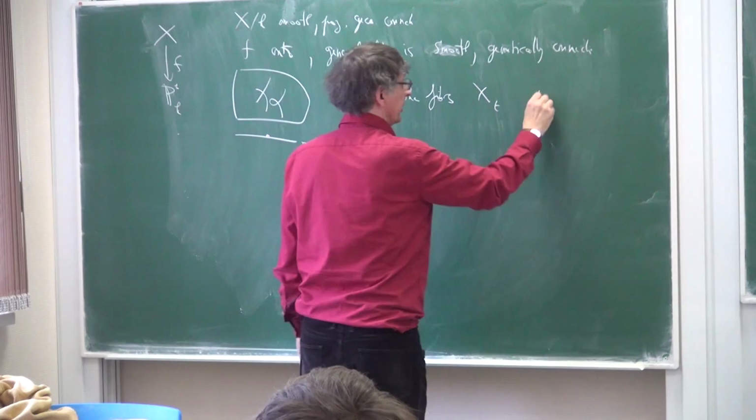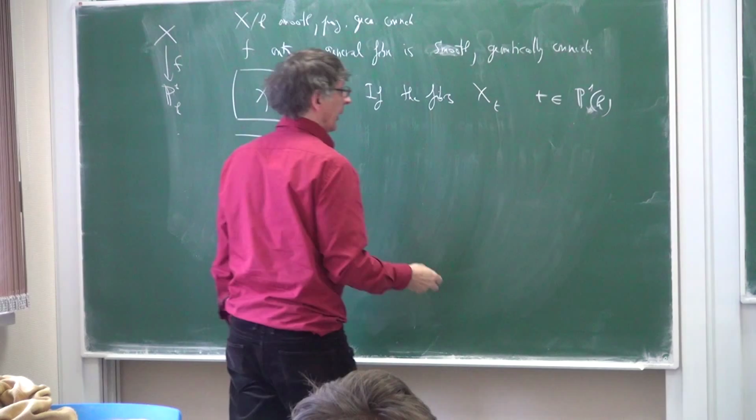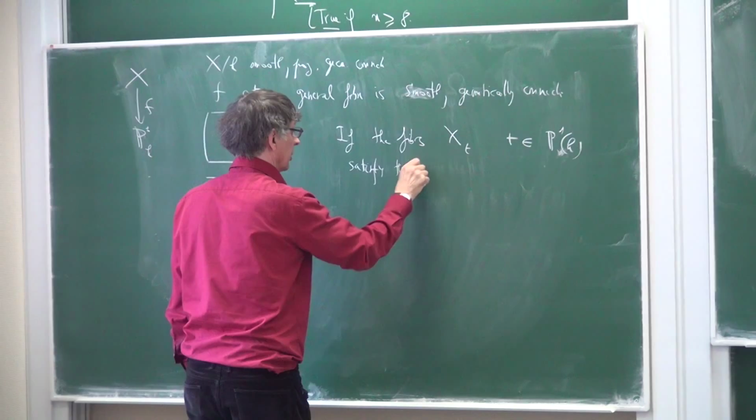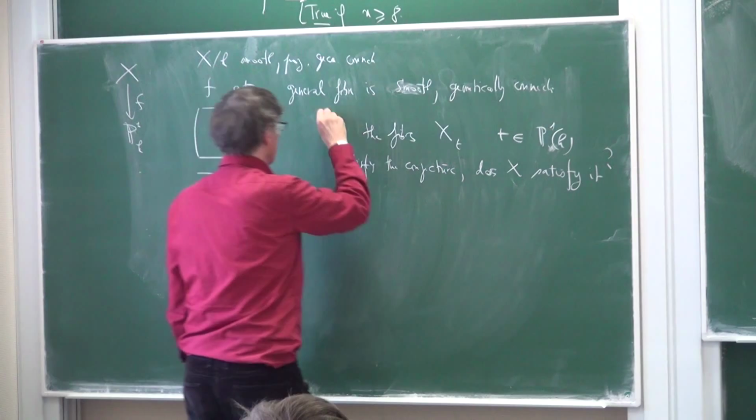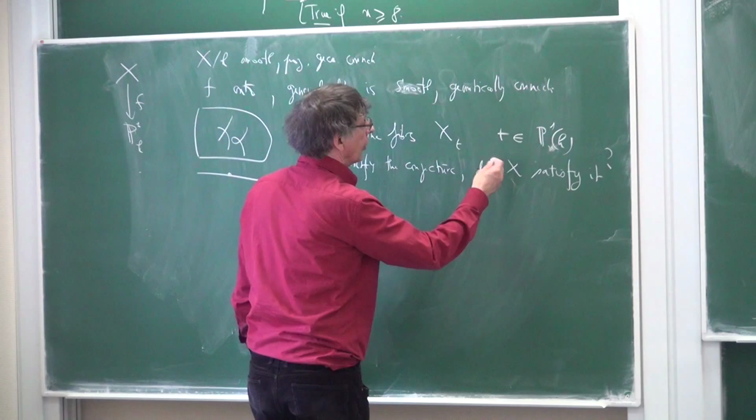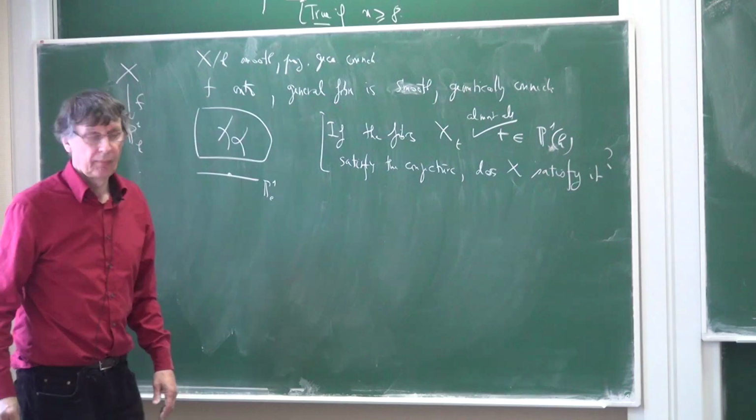so over rational points, satisfy the conjecture, does X satisfy it? For almost all t. Let's make it almost all t, because you don't want to look at the singular ones. Okay. In fact, one can refine this.